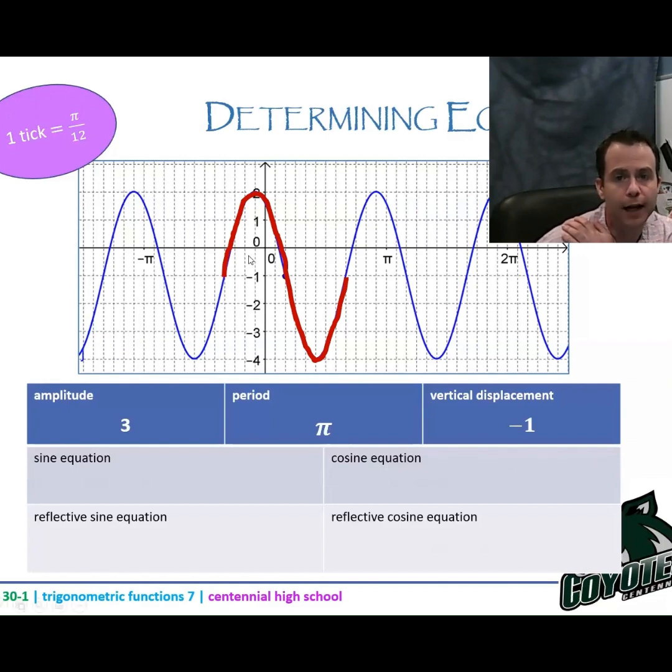Okay, so for this guy, if there had been no phase shift, that would have started right on the y-axis. So I've shifted that 1, 2, 3, 4 units left. Now remember, every tick is pi over 12. So that's like 4 pi over 12 to the left. Now we wouldn't write 4 pi over 12, though. We'll reduce that. So 4 pi over 12 reduces to pi over 3, and that's where this equation comes from.